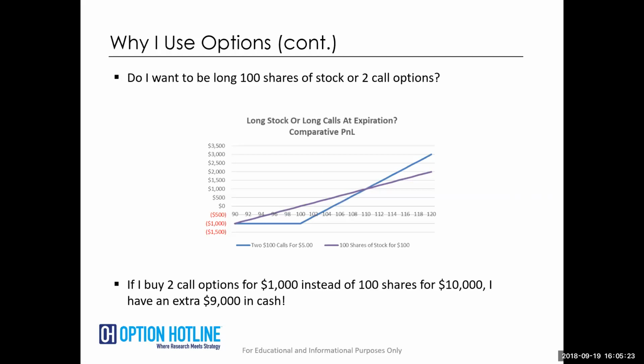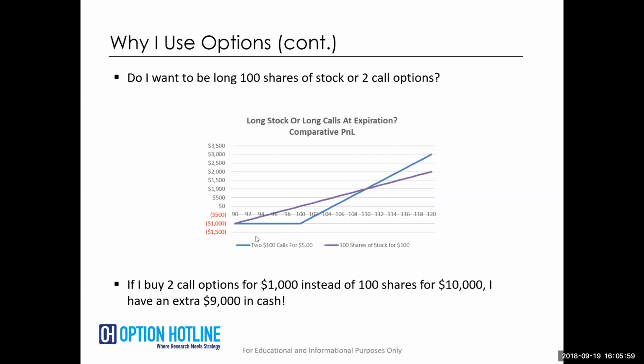if I buy 2 call options for $1,000 instead of 100 shares for $10,000, I have an extra $9,000 in cash. That's important. When I'm using trending trades, I know I'm going to get out of this option position usually before it hits 0. The goal is never to let an option position go to 0 if I'm wrong, but I know that if I'm doing a swing trade, like I talked about last week, there's a really decent chance that they go to 0 if I'm wrong. If I'm wrong in this, I'm probably getting out well before expiration and well before I lose this much money.